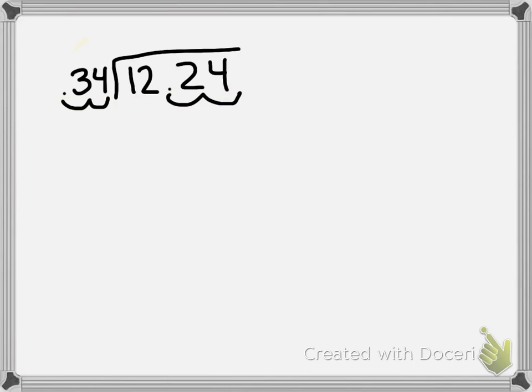All right, here we go. If we do that, what we're left with is whole number 34 and whole number 1,224. So let me erase our marks where we moved everything, and let's look at this as a whole number problem, which in my mind is a lot easier.